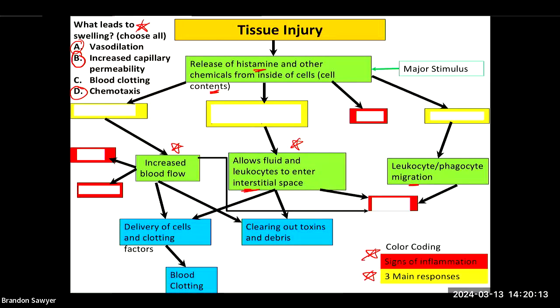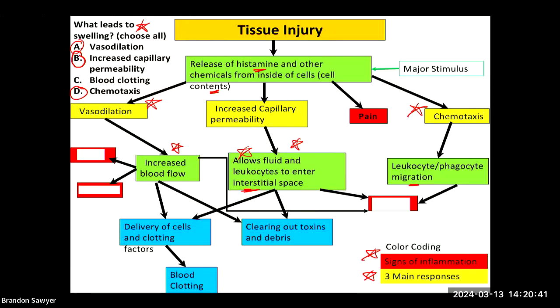Okay, so let's talk about these three. Talk about the things that aren't filled in here. So what did you guys put for this one here? The one that's going to lead to increased blood flow. Vasodilation, got it. And then from there, allowing things to enter the interstitial space, that one's got to be the capillary permeability. And then what do we call this migration of leukocytes and phagocytes? Chemotaxis, yeah, for sure. Pain and then chemotaxis, for sure.